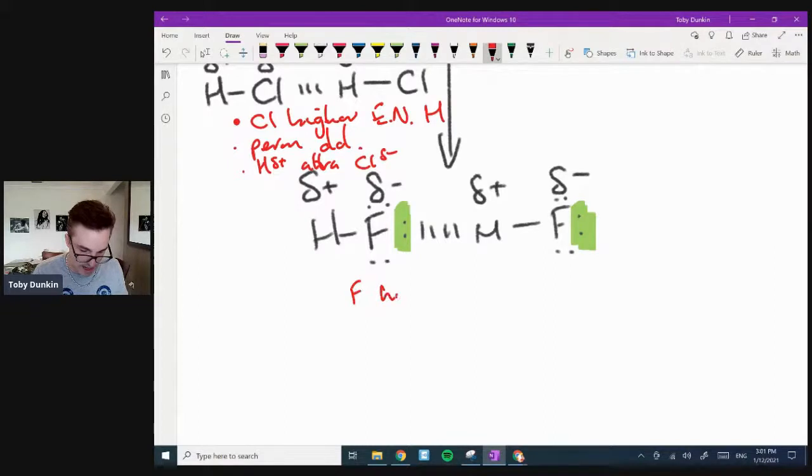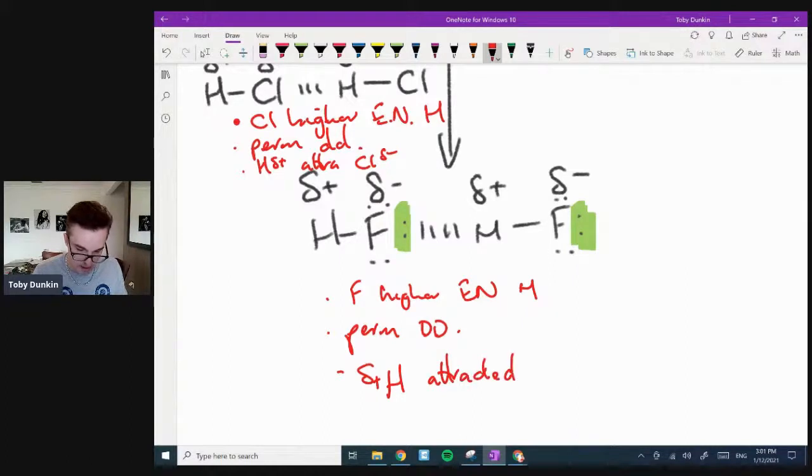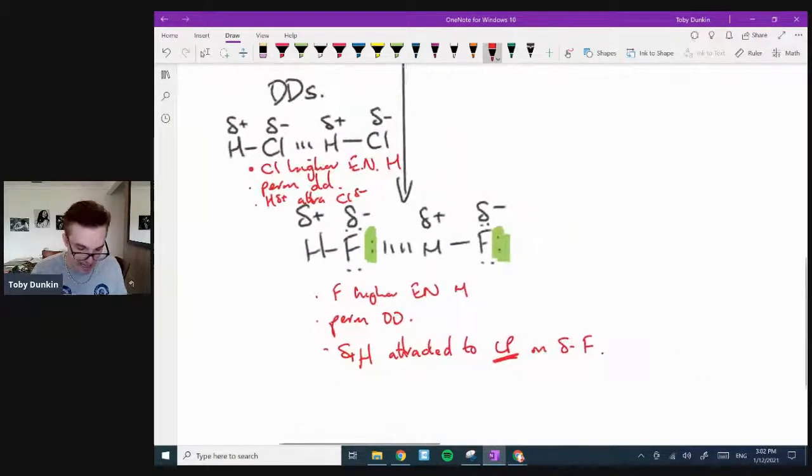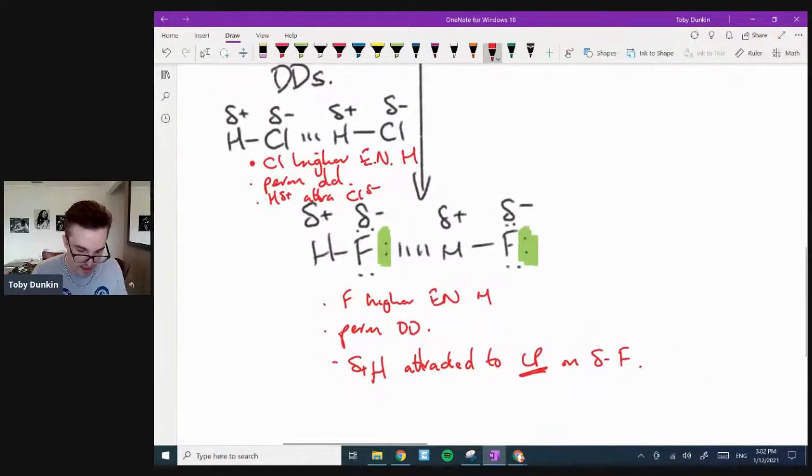Fluorine has higher electronegativity than hydrogen. So permanent dipole, it's nice to put it in, perm dipole, perm DD, and then we say slightly positive hydrogen attracted to the lone pair on the slightly negative fluorine. You're done. That's actually how you can do it. And the diagrams, the trick is in MD.